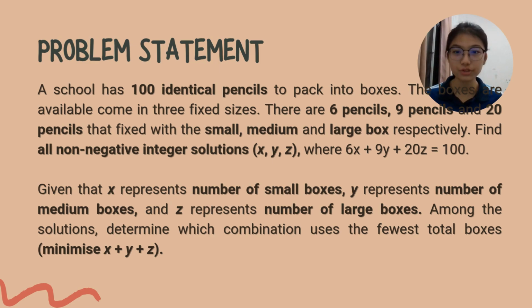A school has 100 identical pencils to pack into boxes. The boxes come in three fixed sizes: 6 pencils, 9 pencils, and 20 pencils fit in the small, medium, and large box respectively. Find all non-negative integer solutions x, y, z, where 6x plus 9y plus 20z equals 100, given that x represents the number of small boxes, y the number of medium boxes, and z the number of large boxes. Among the solutions, determine which combination uses the fewest total boxes. Minimize x plus y plus z.